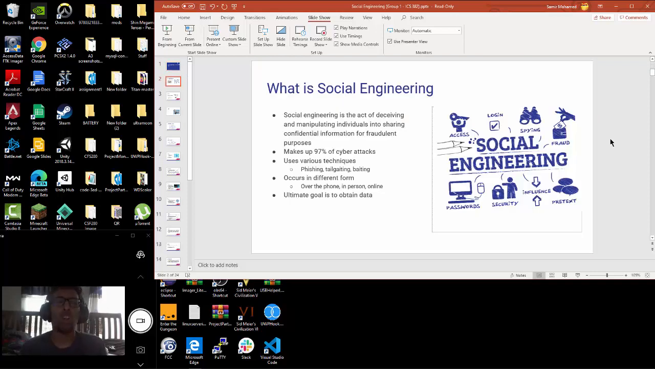What is social engineering, to be exact? Social engineering is the act of deceiving and manipulating individuals into sharing confidential information for fraudulent purposes. So, making money and trying to steal things, or spying on people, or trying to get access, as the chart says right there. It makes up to like 97% of cyber attacks, and it uses various different techniques, such as phishing, baiting, and tailgating.